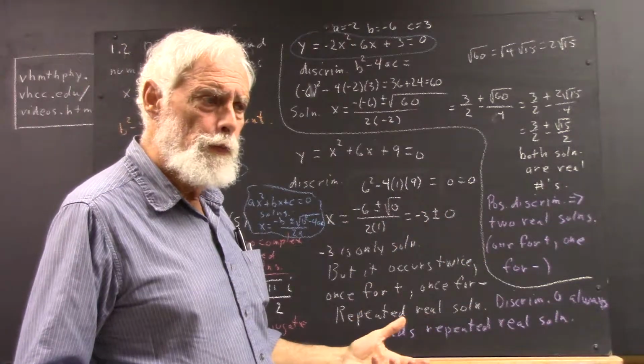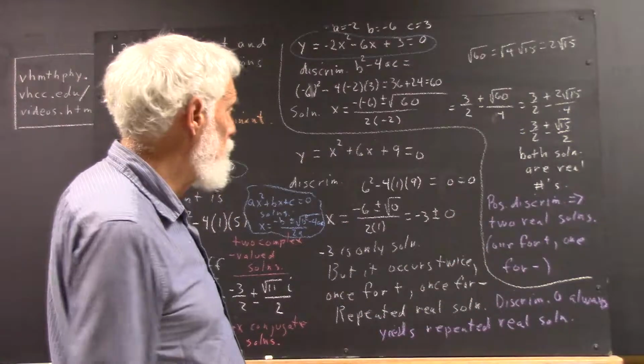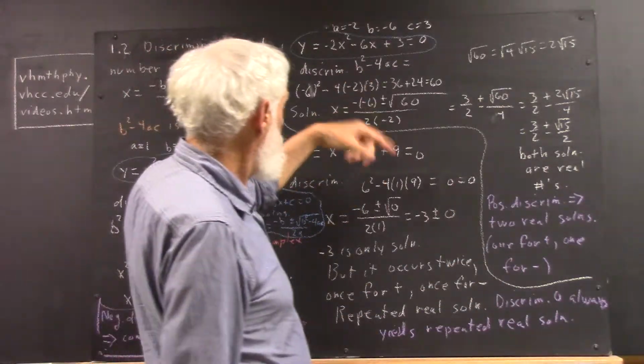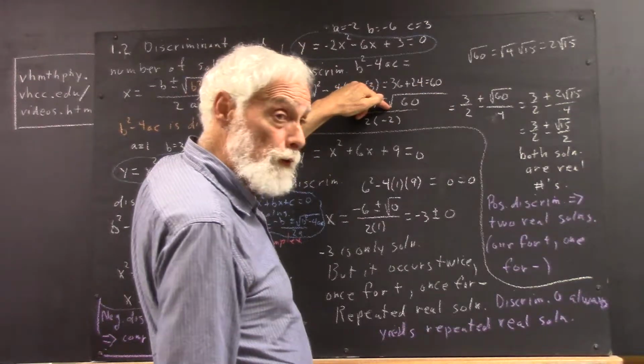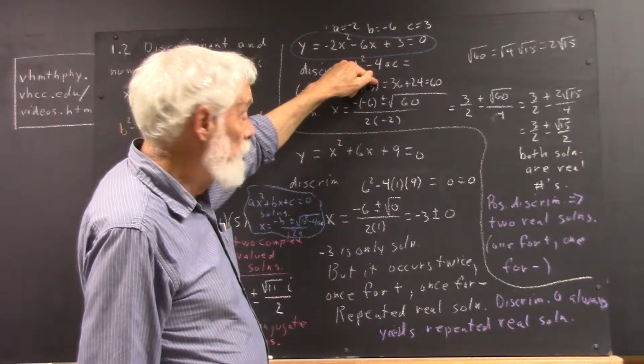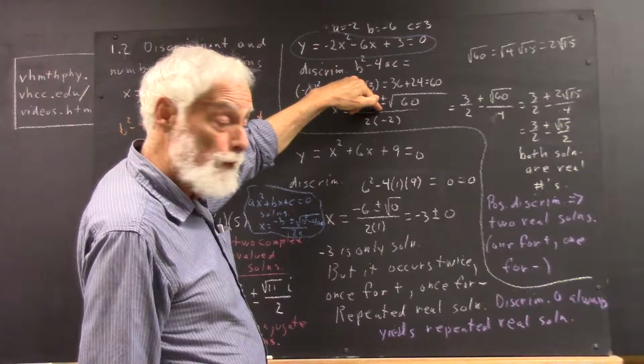We might as well do it first so we can see what kind of solutions we're going to get. Okay, our discriminant turns out to be 60. So the plus or minus the square root of our discriminant, the plus is going to give us one result, the minus is going to give us the other.